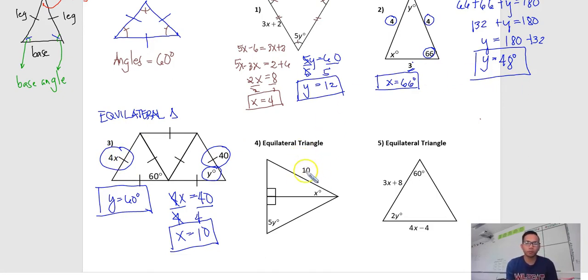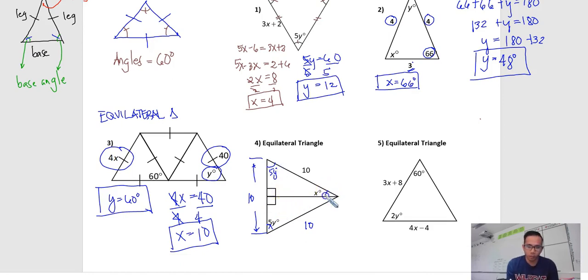Next is we have number 4. It's an equilateral triangle. Now, this is a tricky part. It's because it says they're equilateral. Okay, so this one, it's also 10, and from here to here, that is also 10. Now because all of the angles are also congruent, this is also 5y. And we know it's 60 degrees.